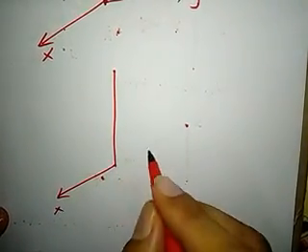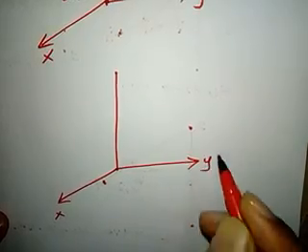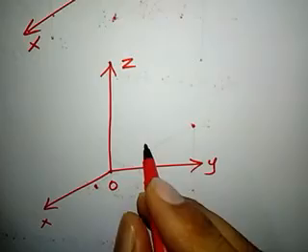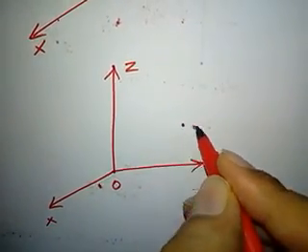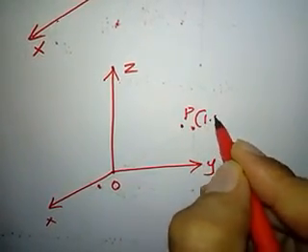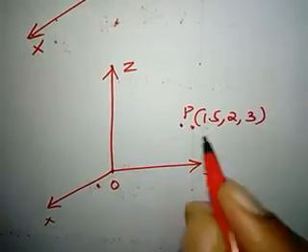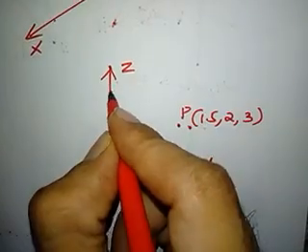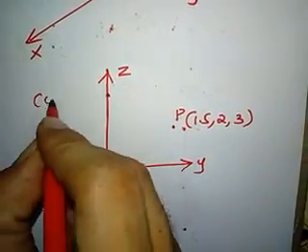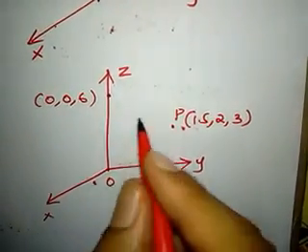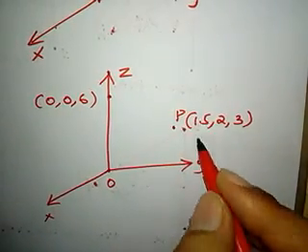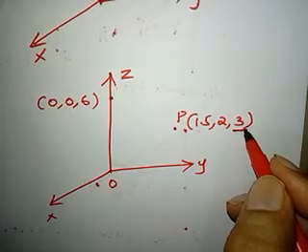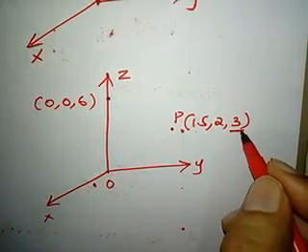X, we have Y, and then Z. This is the origin. This is our point P, 1.5, 2, 3. Here the conductor on the Z axis, so it is 0, 0, 6. Then this coordinate is over 3, right? 1.5, 2, 3 on Z axis, it is 3 units.